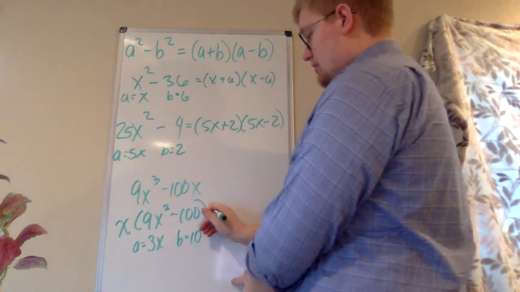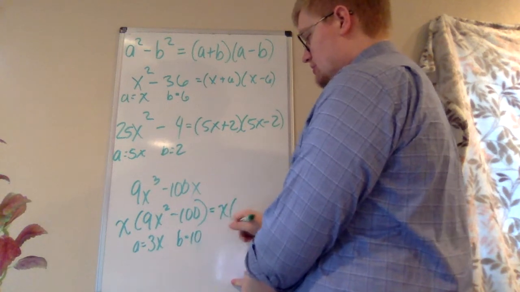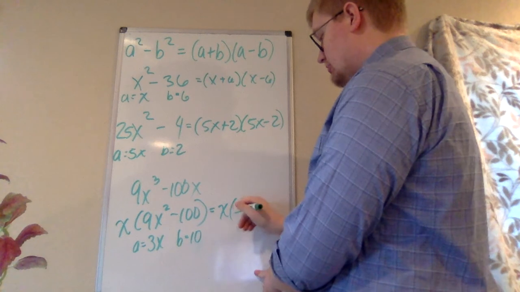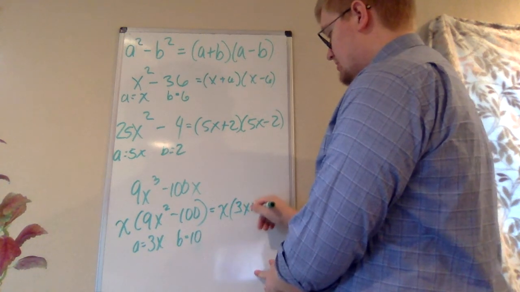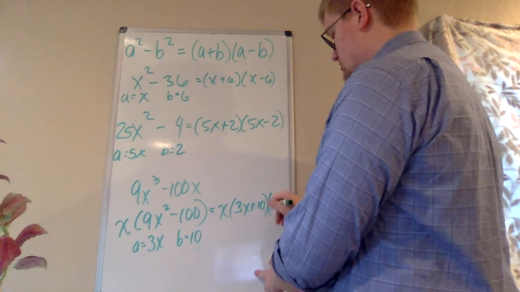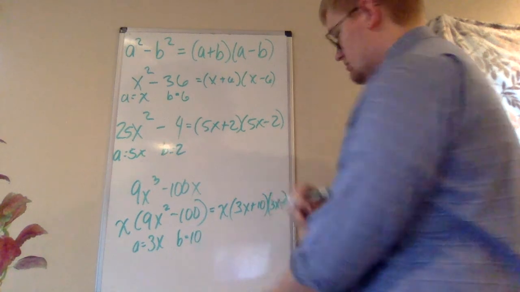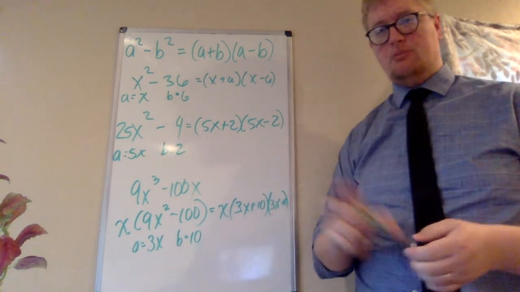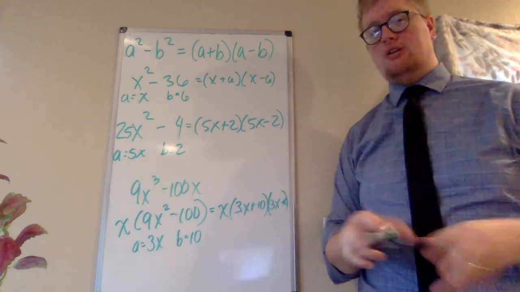That means I can rewrite this as x, because my GCF always comes first. Please don't forget that. I'm going to run out of room here. 3x plus 10, 3x minus 10. I actually don't think you have a problem like that in the ones I posted. Just wanted to show you that you can do it with GCF as well.